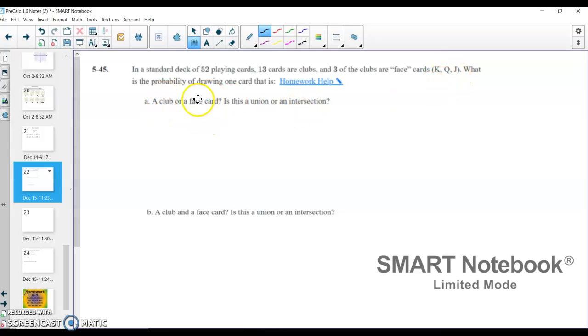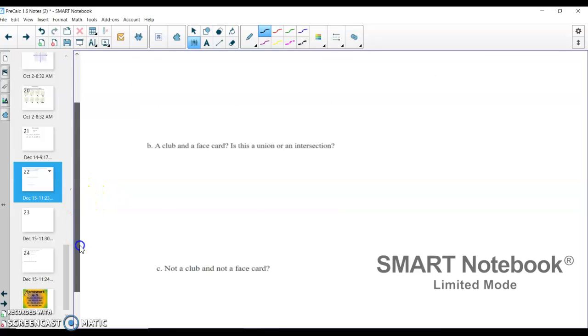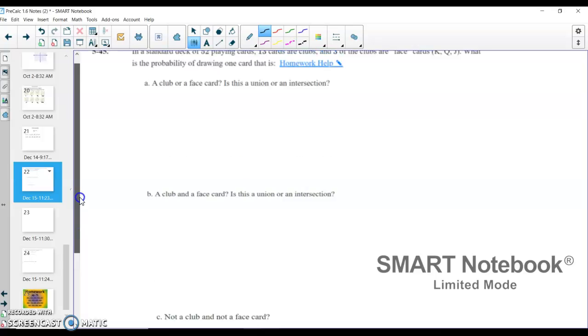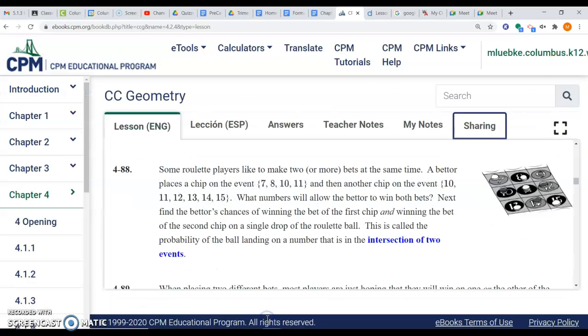And so we're going to look at the probability of getting a club or a face card, the probability of getting a club and a face card, and then determine whether that's a union and intersection. And then we're also going to look at the probability of it not being a club or not being a face card.